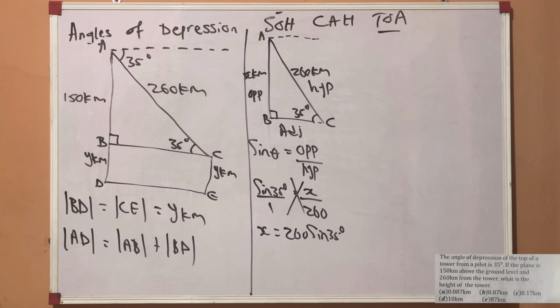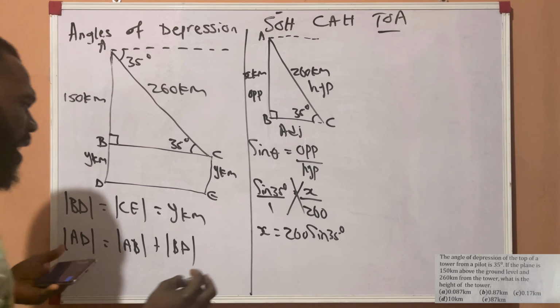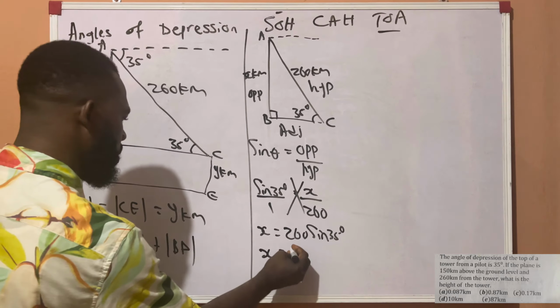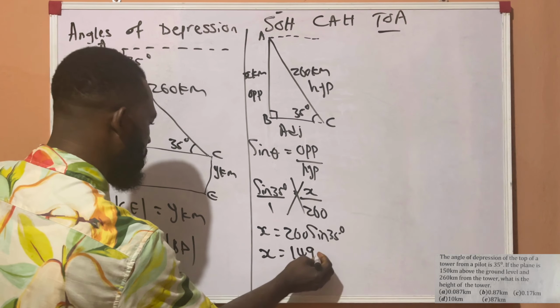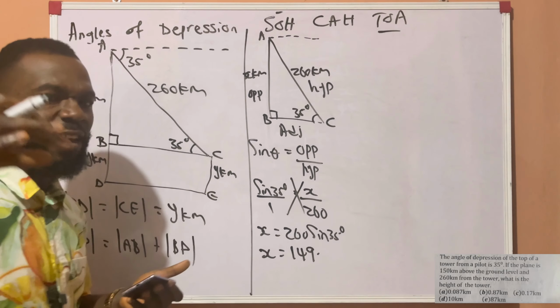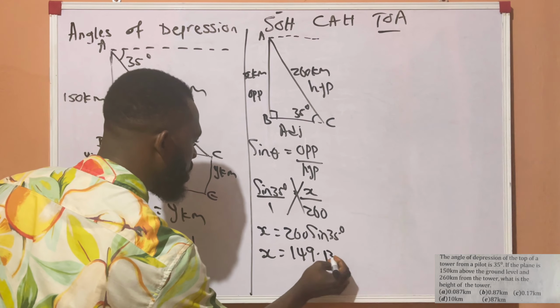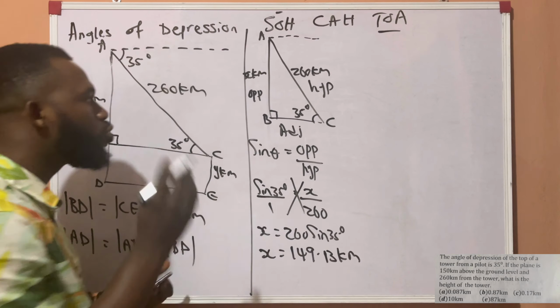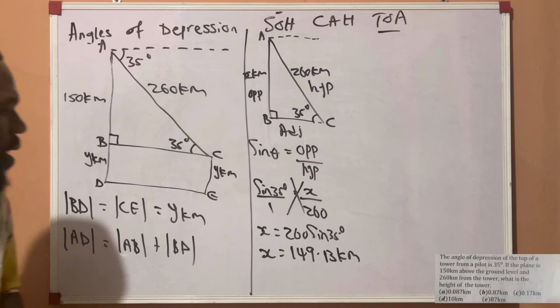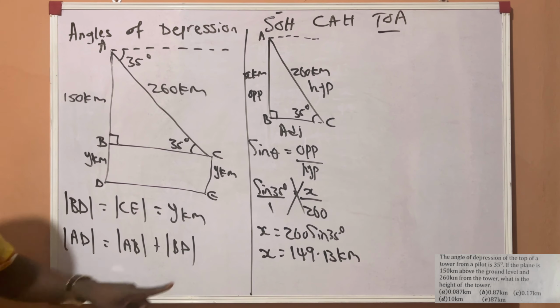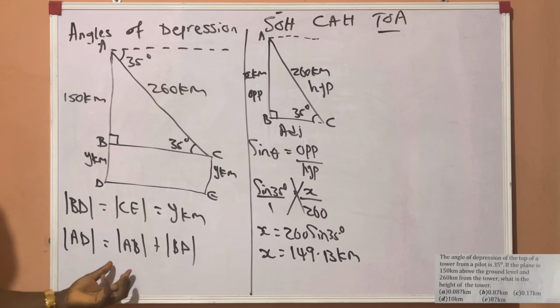260 multiplied by sine 35 degrees gives us 149.129. X is equal to 149.129. If you approximate the 9 to 2, it becomes 149.13 kilometers, if we want to work with 2 decimal places. Now, x is 149.13 kilometers. And don't forget, x is line AB, and this is line AB.